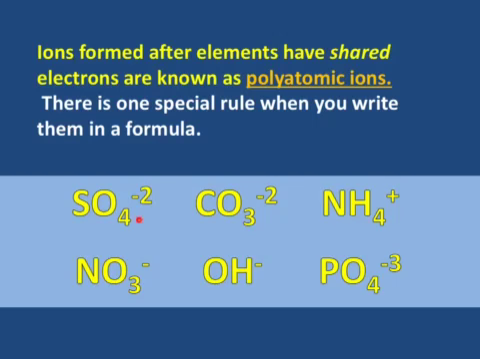It's where elements come together, like we have sulfur here and oxygen here, but they're not neutral. We still end up with a charge. So it means that these two things and all their numbers kind of go together. So again, what's a polyatomic ion? It's ions formed after elements have shared electrons.